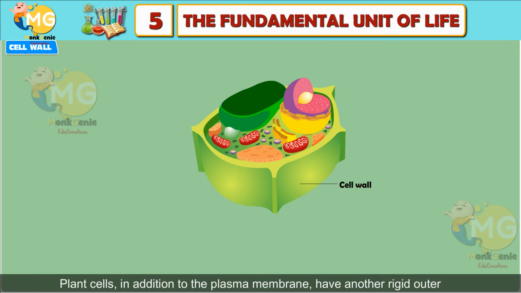Cell wall. Plant cells, in addition to the plasma membrane, have another rigid outer covering called the cell wall. The cell wall lies outside the plasma membrane. The plant cell wall is mainly composed of cellulose. Cellulose is a complex substance and provides structural strength to plants.